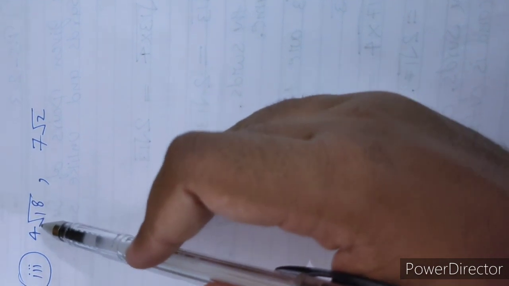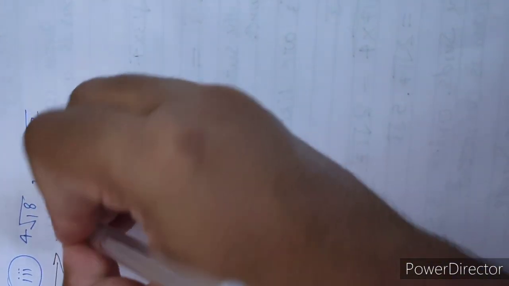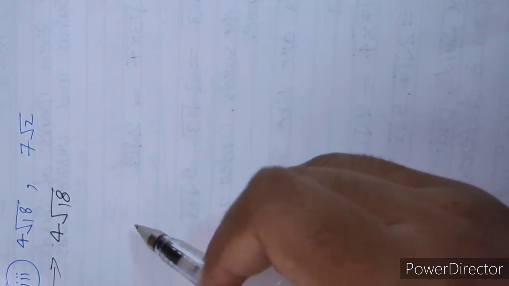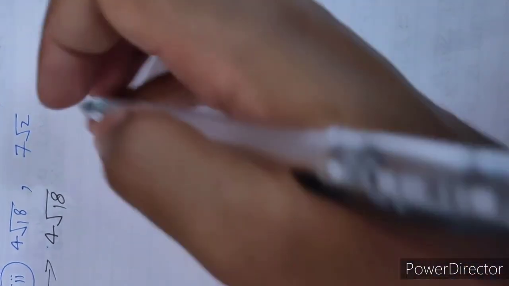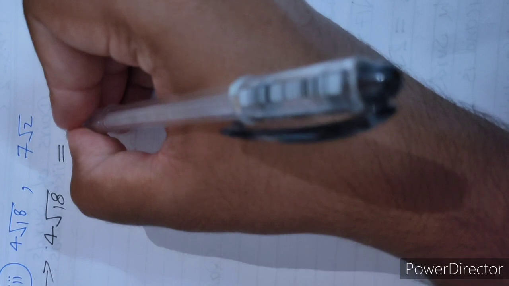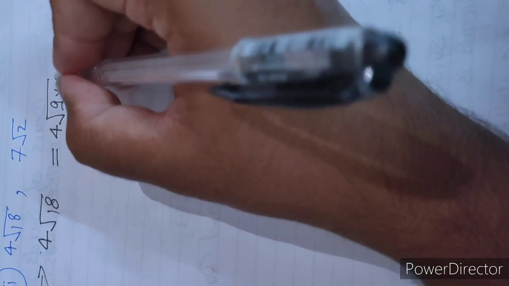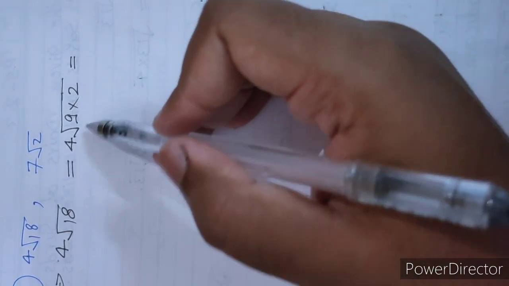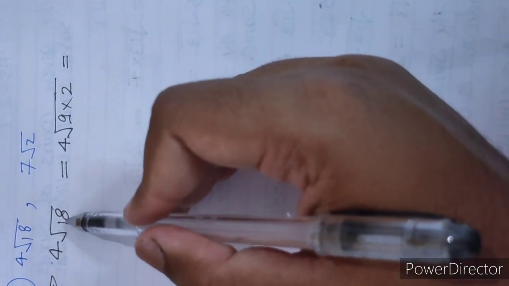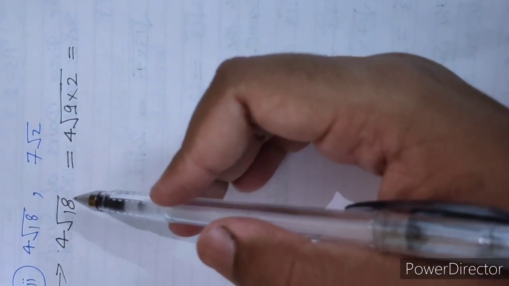Okay, look at the third question. What is given here? 4 root 18 and 7 root 2. Again, second surd is simplified, so we are going to manipulate first surd. Here first surd is 4 root 18. 18 can be written as the multiple of 9. So here we will write that 4 root 18 can be written as multiple of 9, that is 9 into 2. Here one question should arise, why can we not write 18 as the multiple of 6, because 6 threes are also 18.